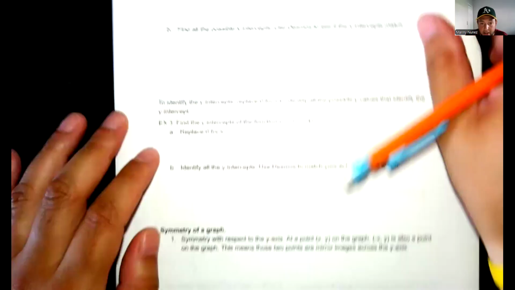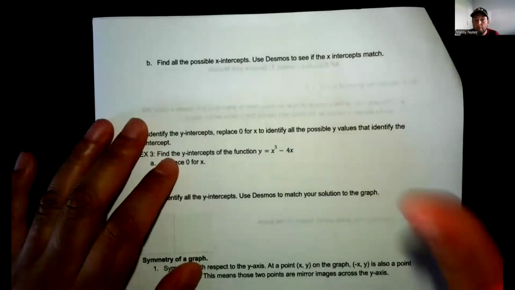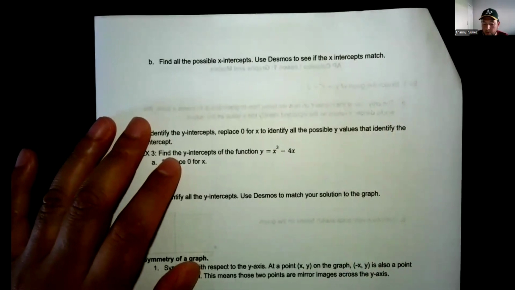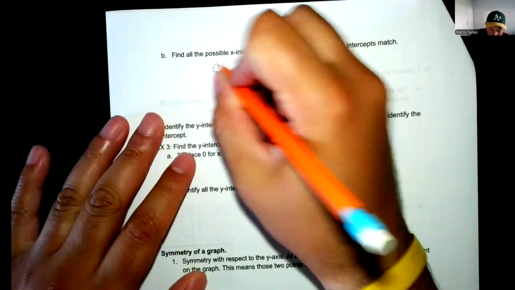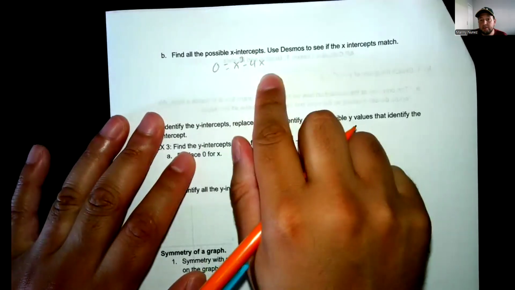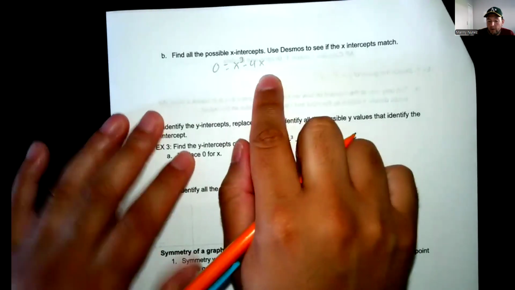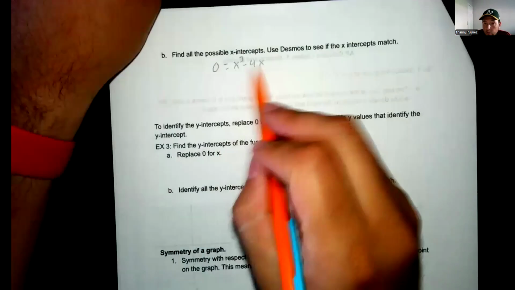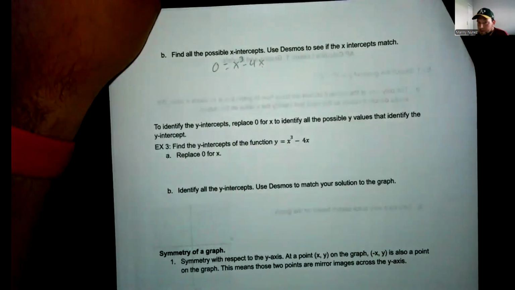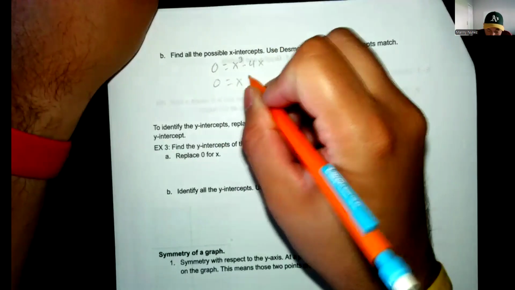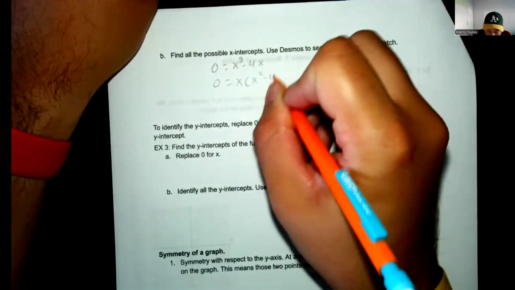With this next piece, we now need to find all the possible x-intercepts, and see if we can use Desmos to check that the x-intercepts match, right? Well, we're given 0 equals x cubed minus 4x, and if you notice, I have two terms that have an x in them. What I can do is factor out an x from both of them, right? So I have 0 equals x multiplied by x squared minus 4.